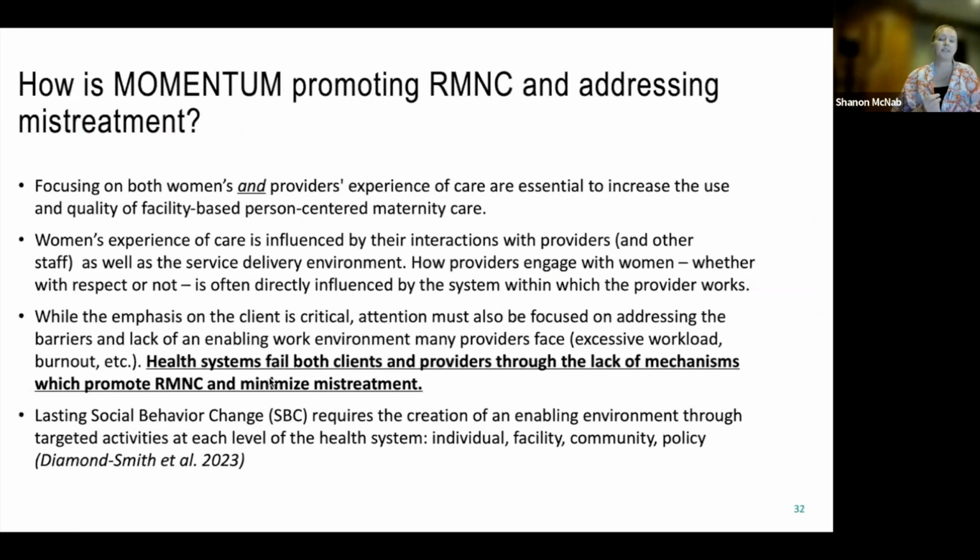So given this, what has MOMENTUM been doing? We've focused on both: doing a lot of work that focuses on women and newborns, but also on the providers. A lot can be done to support and help create this enabling environment for the providers, and most often those providers that we are working with are midwives, in order to provide the care that they want. And this enabling environment requires work at each level of the system: the individual level, facility level, community, up to the policy level. And we've been working at each of these levels across many countries. Next slide, please.